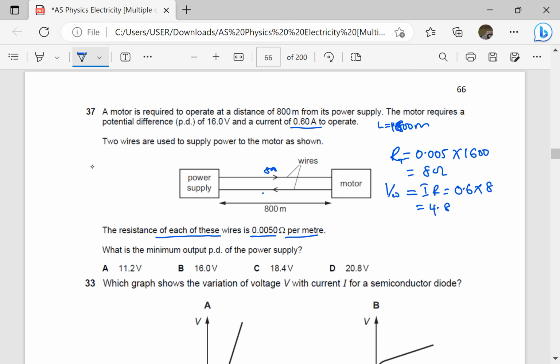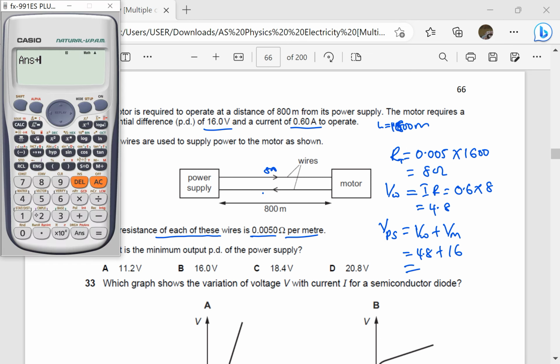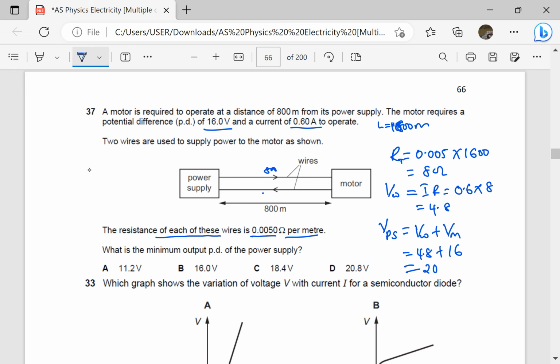So we want the minimum output PD of the power supply. So the PD of the power supply is going to be the PD across the wires plus the PD across the motor. So this is going to be the PD across the wires, 4.8, plus the PD which is required by the motor, 16. So this should be supplying 4.8 plus 16, which I think is 20.8. So the minimum output PD of the power supply should be 20.8.